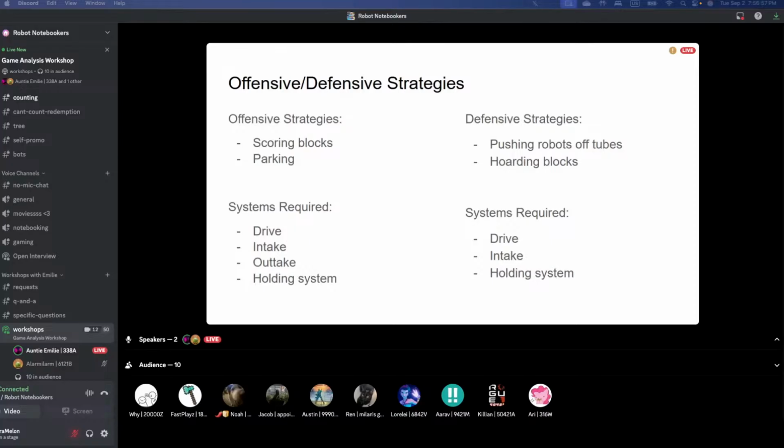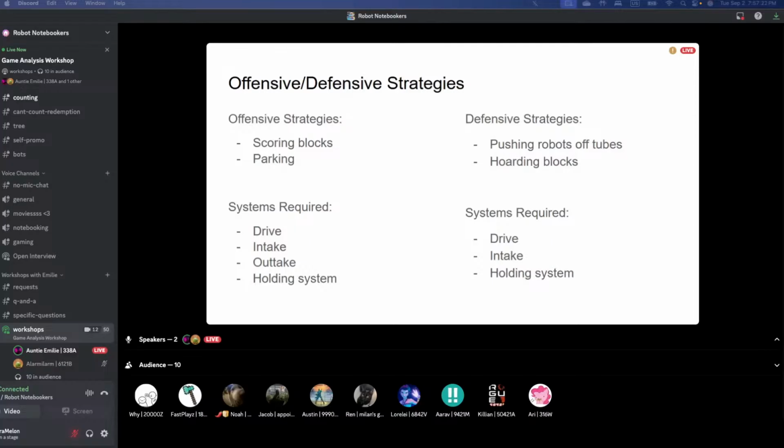Normally, this is anything that is directly scoring points, which in this case is pretty much just scoring blocks and parking. And then anything defensive would be anything that's focused on keeping other people from scoring points. So pushing robots off tubes, or hoarding blocks, or even, I didn't add this one, descoring blocks from tubes.